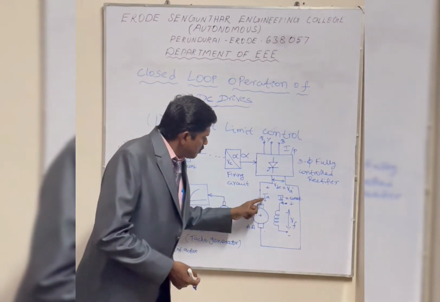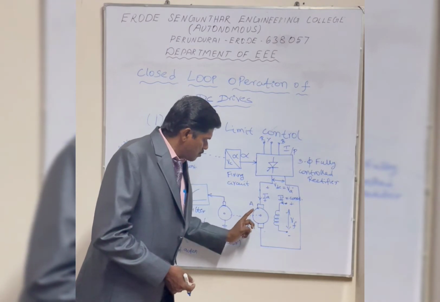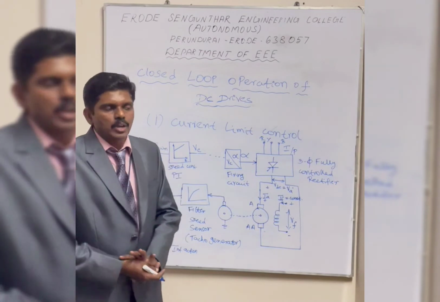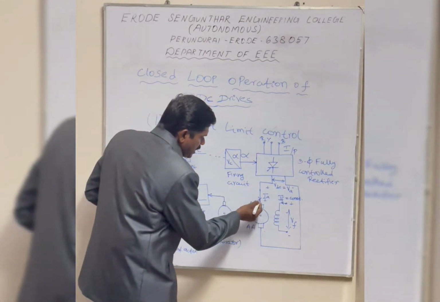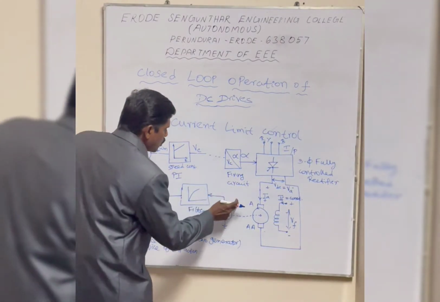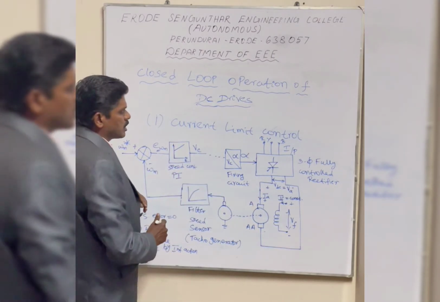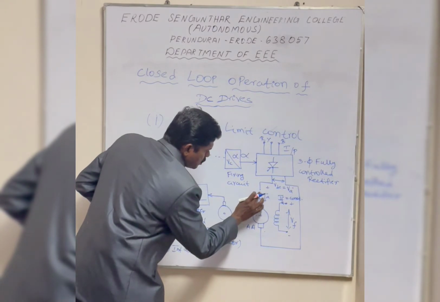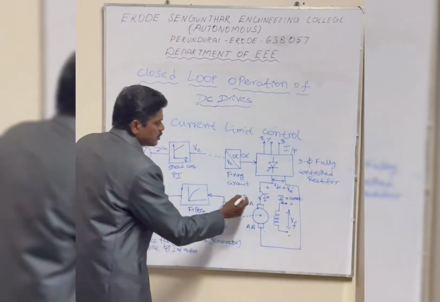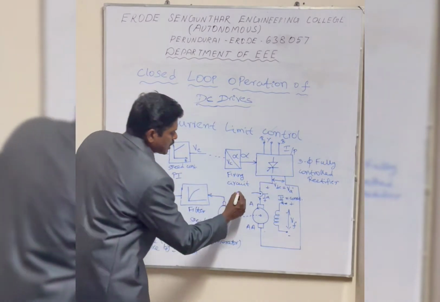What we require is speed control of the motor with respect to armature current. Therefore we need one more control, called current control, included in this loop. How are we going to include the current loop? I am going to measure the armature current by using a current sensor.